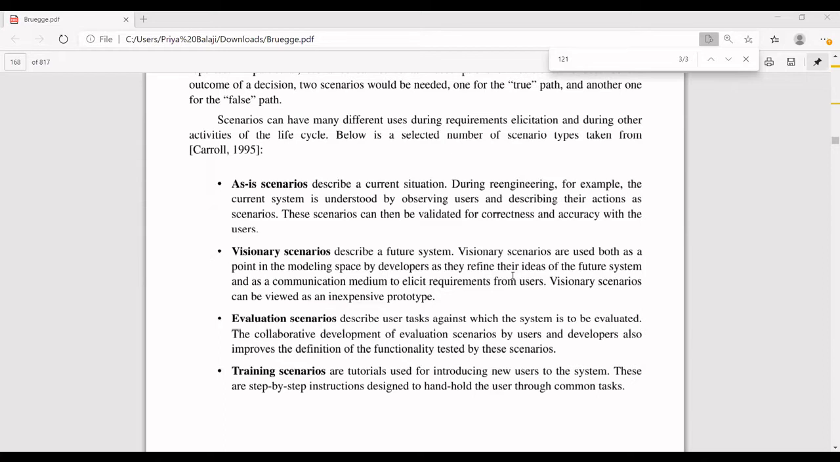What is meant by visionary scenarios? Visionary scenarios describe your future. It is explicitly used for greenfield engineering, where you're going to do it from scratch. You don't have any existing product for the requirement, and you're going to implement the product from scratch. Then it is called a visionary scenario, because you envision how the product will be used in the future, and then you build it.